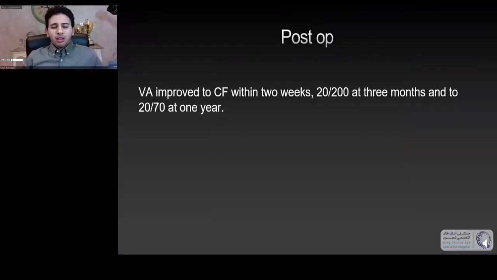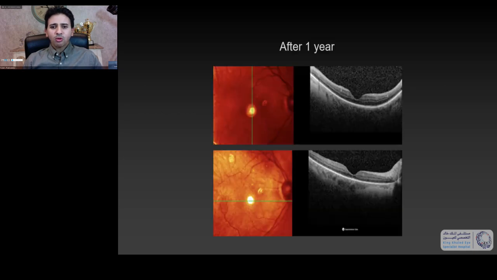subretinal blood. Okay. In the post-op period, the patient appeared to improve her vision to counting fingers in 2 weeks and then to 20/200. And at 1 year, she had the vision of 20/70. And this is the OCT, which shows recovered outer retinal segments in her vertical and in horizontal, which is important.